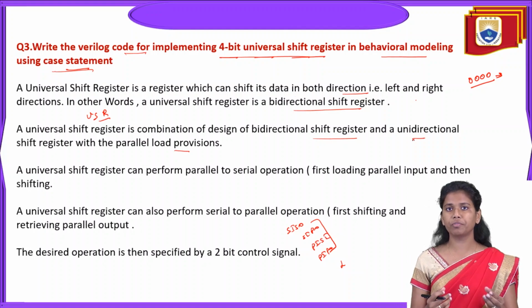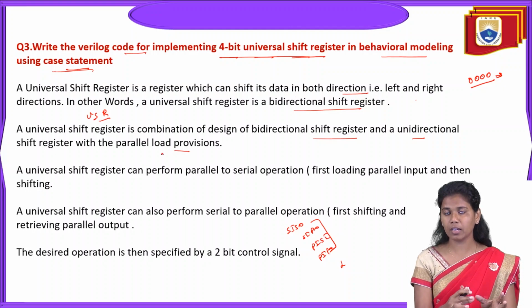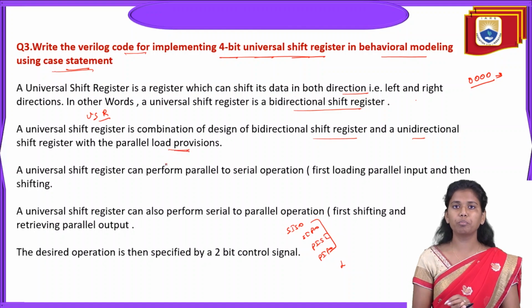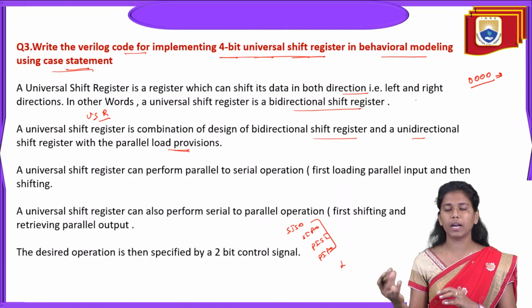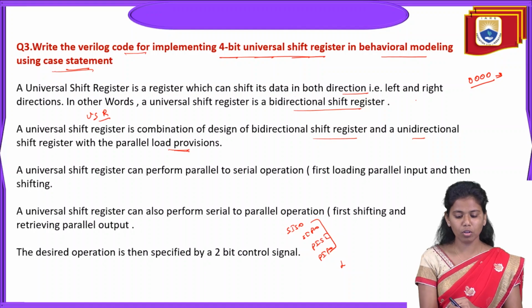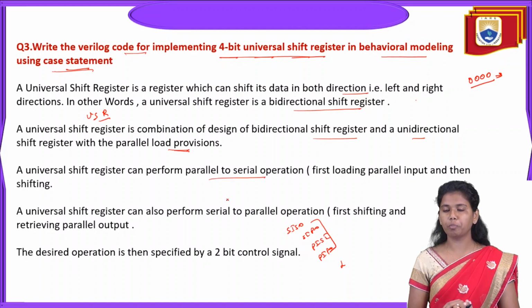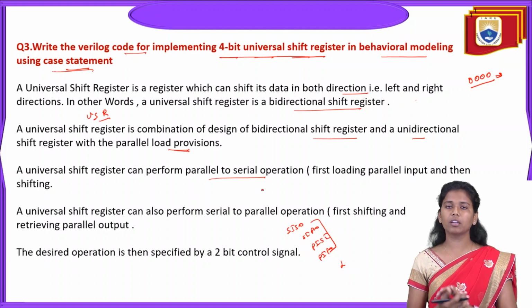They can shift the bits in one way with the parallel load provisions. So we can say that it can shift the bits bidirectionally, or it can shift the bits in a one-way direction. And the universal shift register can also perform parallel to serial operation. As I said, serial in, serial out, parallel out, like that. So it can shift the bits from parallel to serial as well.